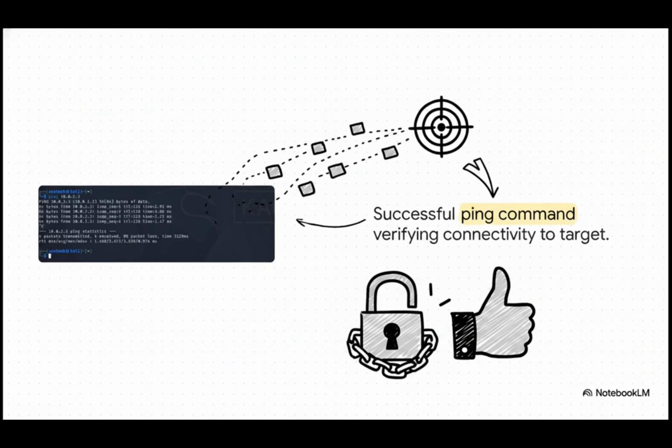First things first, we need to make sure they can actually talk to each other. A quick ping command from the attacker to the target's IP confirms we have a clear line of sight. The replies are coming back in milliseconds, 0 packet loss. The heist is officially a go.